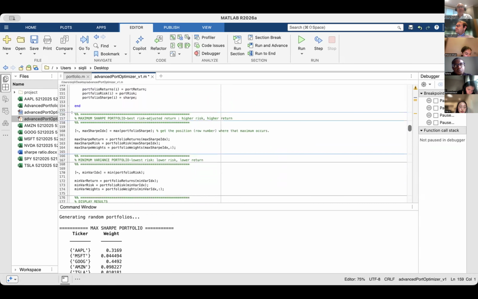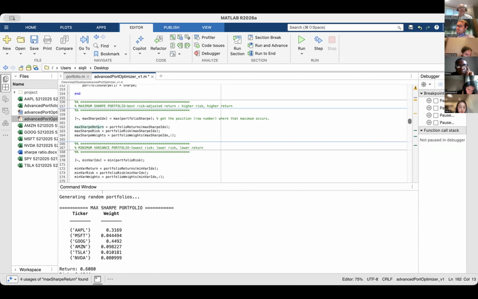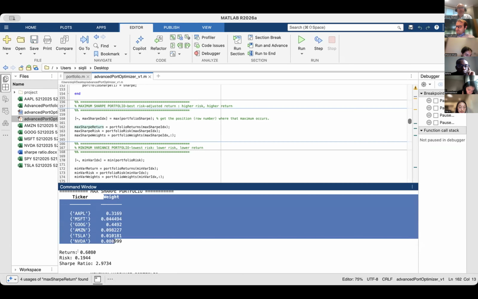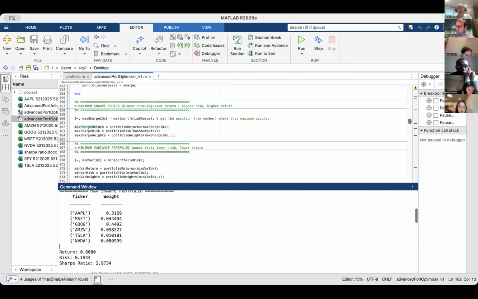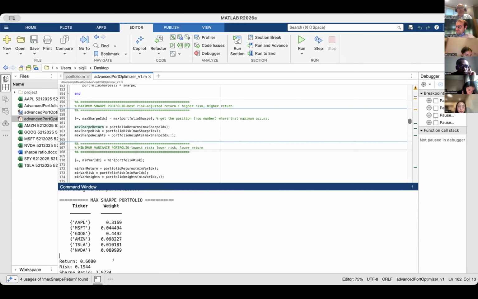Okay, so let's come to the next part. We first find the position where the maximum occurs, and then put the values here into the max Sharpe returns. Accordingly, we also put the risk and weight here. And here is the result we got for the Max Sharpe portfolio. And here is the weight for different tickers. And here is the returns and risk and Sharpe ratio for this optimization.